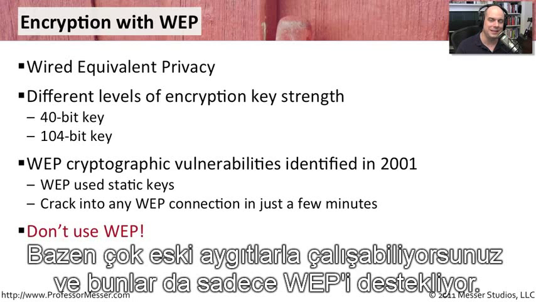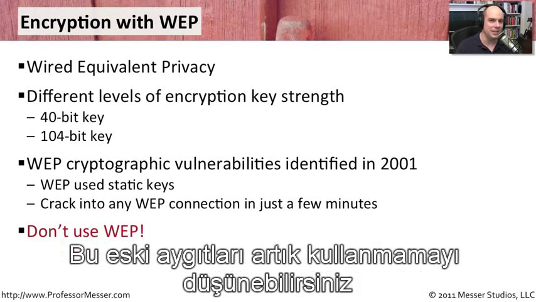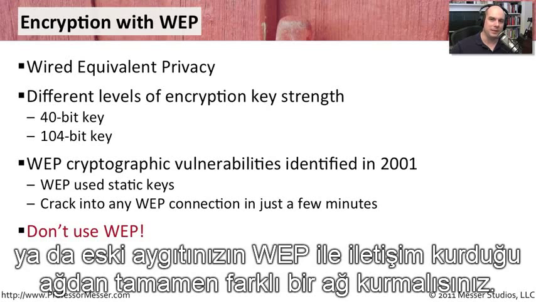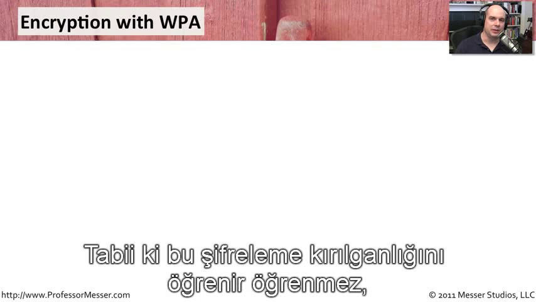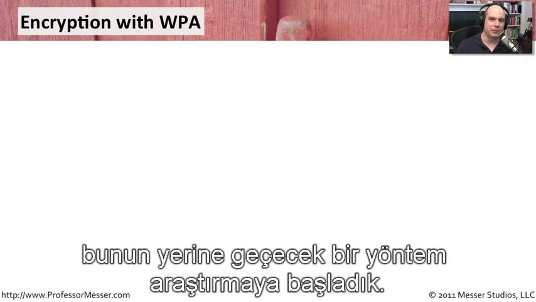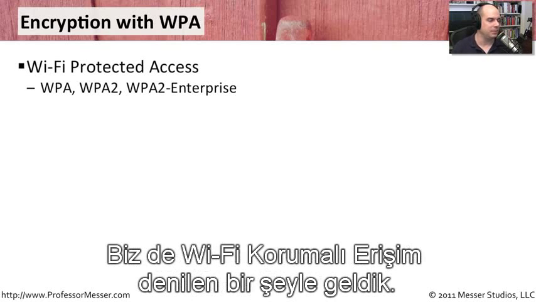Sometimes you'll run into legacy devices and all they can do is WEP, and you might want to consider just not using those legacy devices or setting up a completely different network just for legacy devices that need to communicate via WEP. Obviously, when that particular encryption vulnerability was found, we decided, well, we need something quickly to replace that. So we came up with something called Wi-Fi Protected Access.